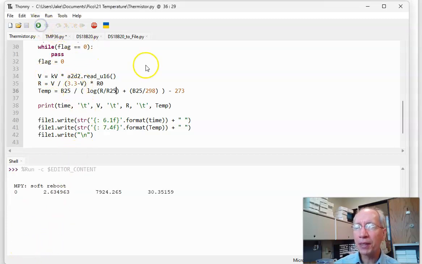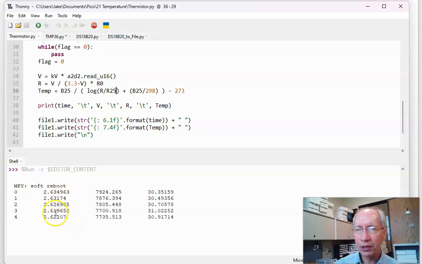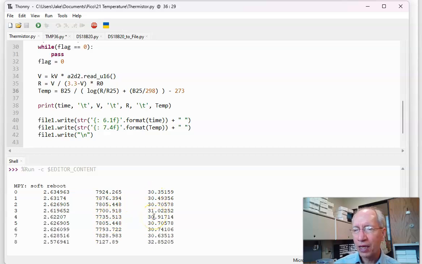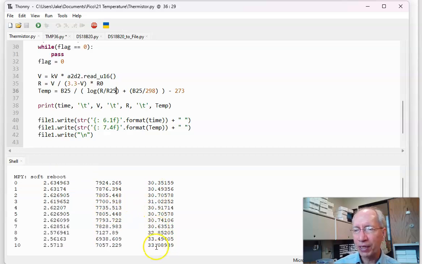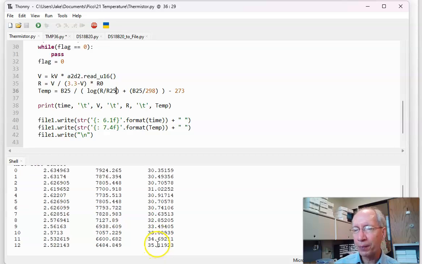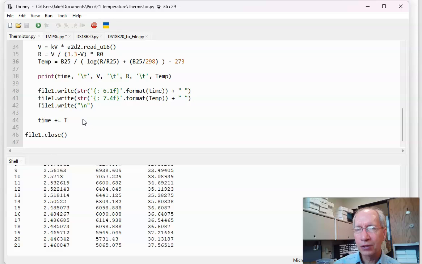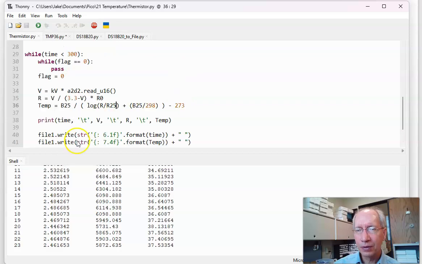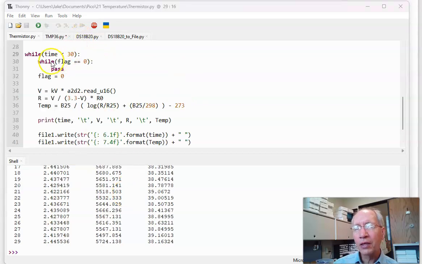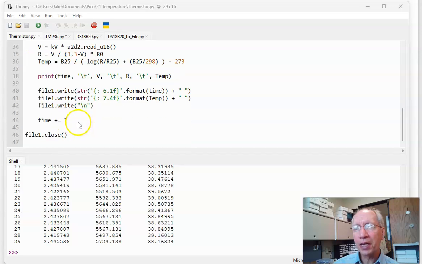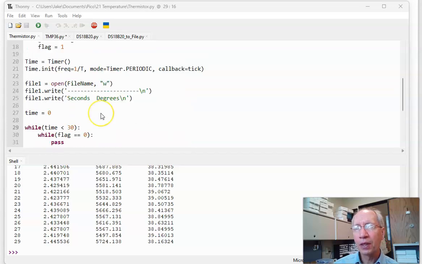So as I run this puppy, here's my data. This is the voltage, the resistance, and the temperature. As I warm it up, got my finger on it right now, you see the temperature is warming up. I'm also writing this data to a file. And here I truncated it. At 30 seconds it stops and closes the file.